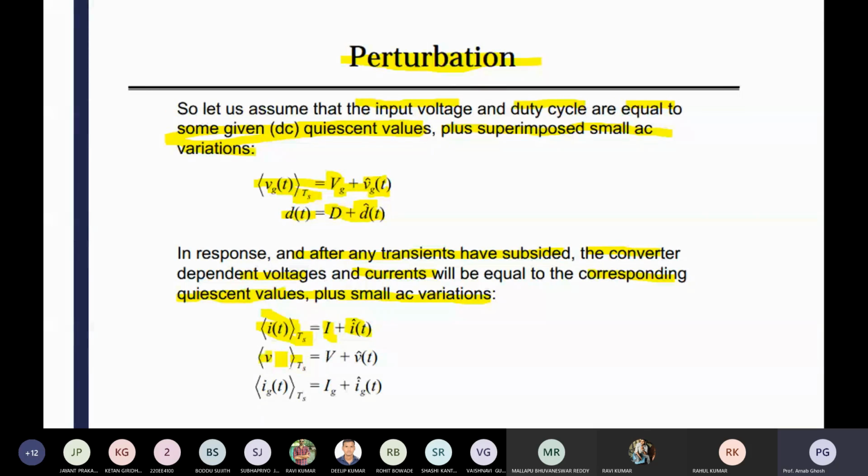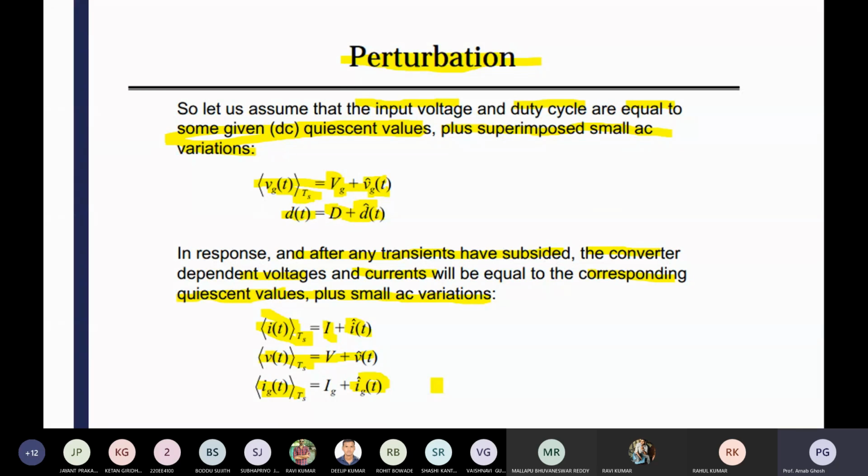Again, for the capacitor voltage the same thing happens: V plus v̂(t). Similarly for the input current, I_g plus î_g(t). So we can go that way, and that is called perturbation. Perturbation means if we have nonlinear components, we can split that variable into two parts: one DC part, another AC part.